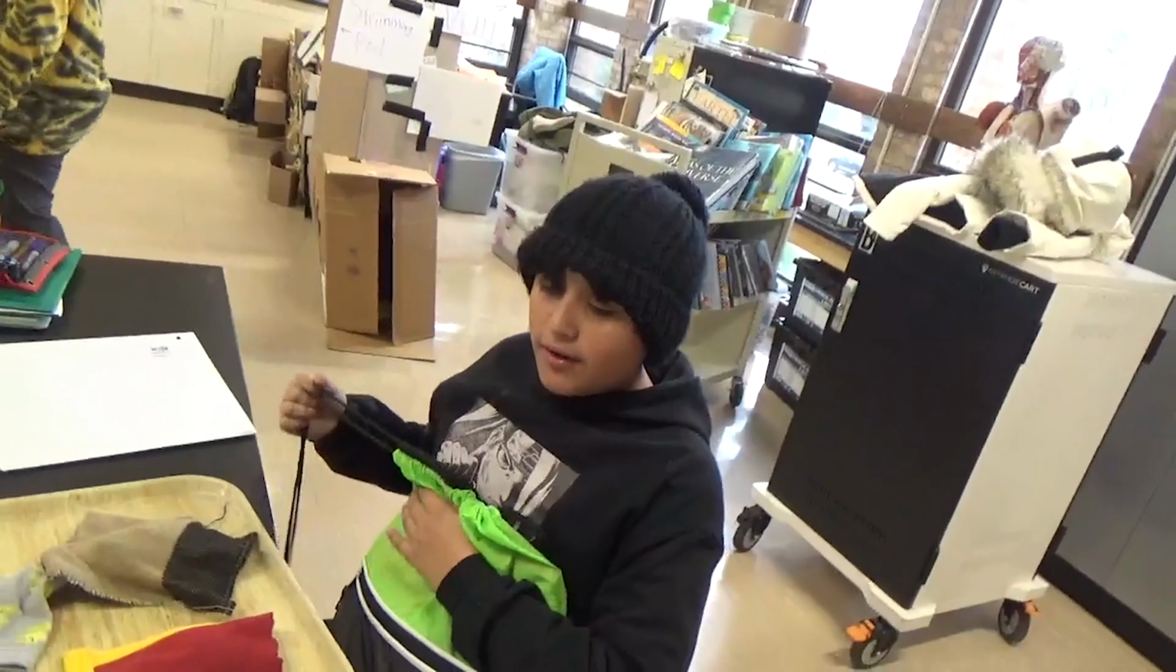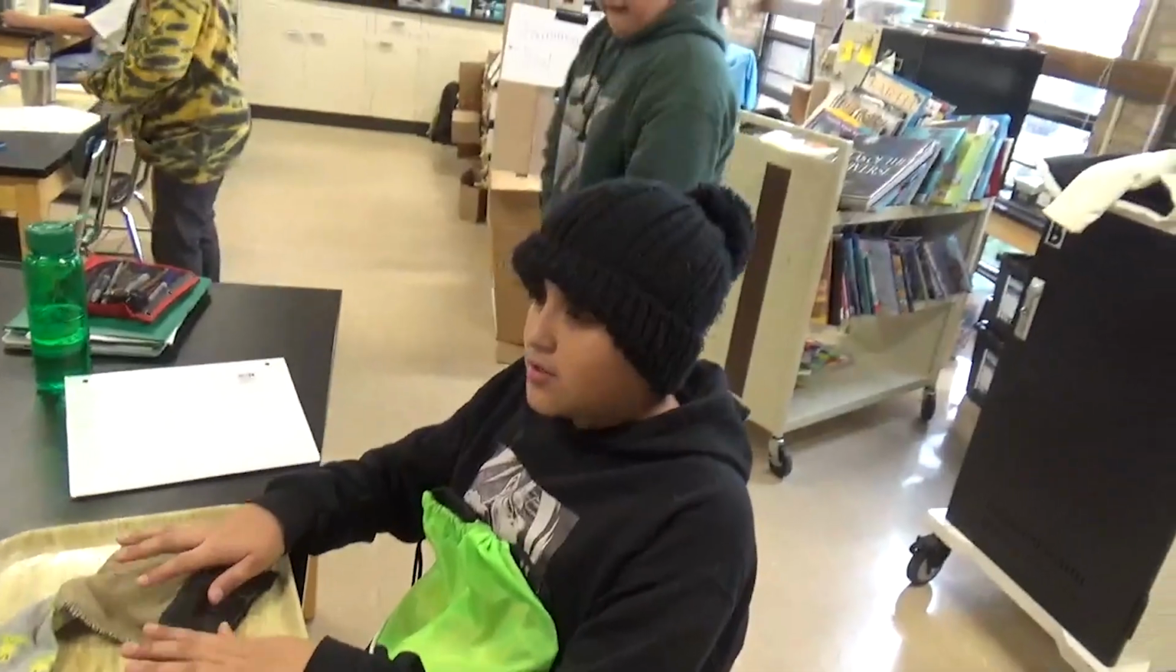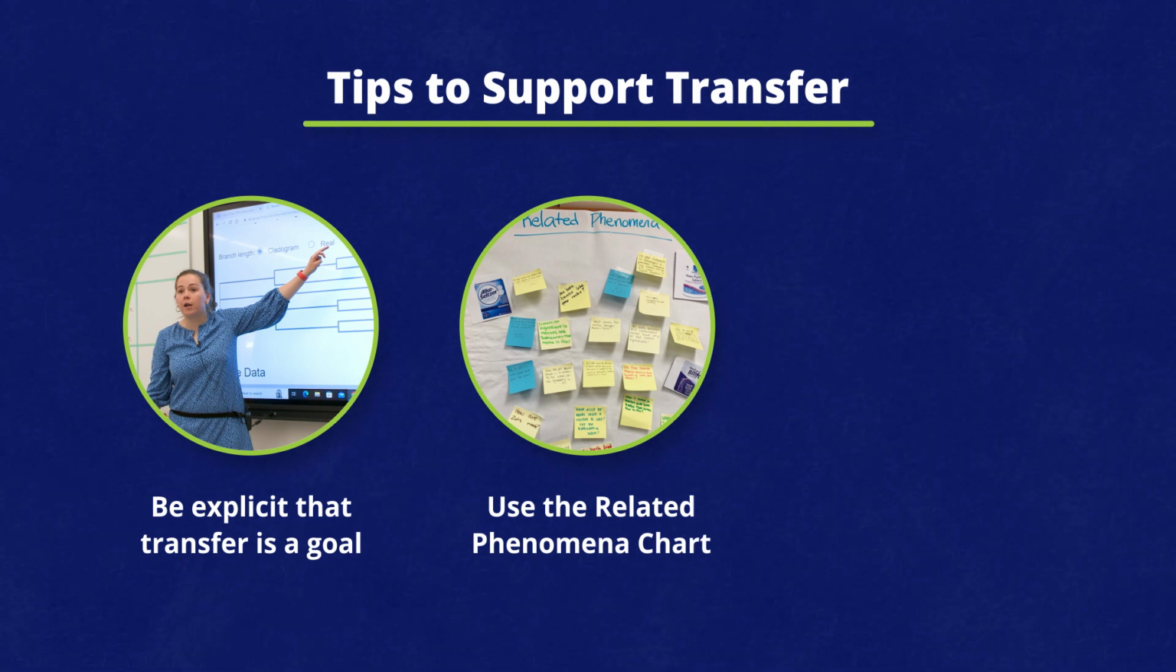In one classroom, a student emailed his teacher during the thermal energy unit to tell her how he was thinking differently about his blankets at home. The teacher responded by incorporating blankets as an option in later investigations. You can also encourage transfer routinely by asking students to explain something from the related phenomena chart, either as a quick do now at the start of class or as a longer discussion when they pause, explain, and connect.